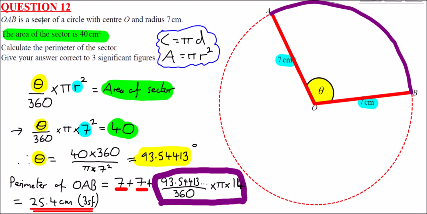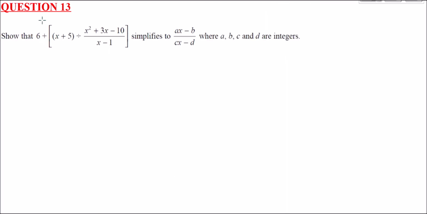Question 13. Show that 6 plus x plus 5 divided by this fraction simplifies to this here, where a, b, c and d are integers to be found. So first of all, I'm going to have a look at this bit in the big squared brackets. So here, we've got this x plus 5 divided by this fraction.